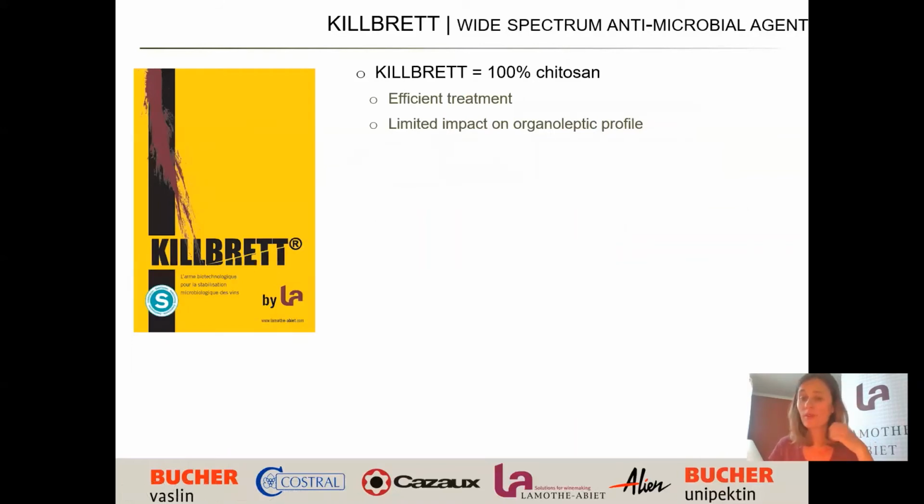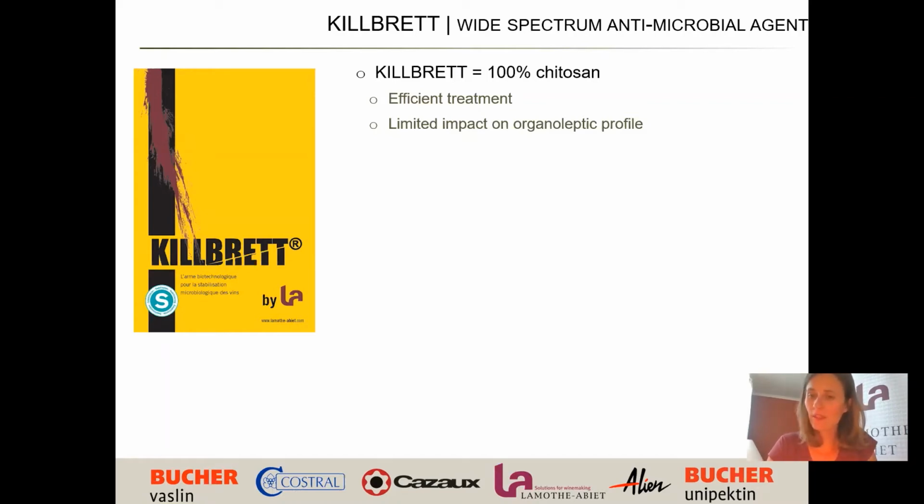Chitosan, that's how it works. It's a very efficient antimicrobial agent that works on bacteria, on lactic acid bacteria, acetic acid bacteria, and Brettanomyces. So Lamothe developed KillBrett, as you can see on your screen, which is 100% chitosan, which means that basically we have a very efficient treatment at a very low dosage, so we have a limited impact on the organoleptic profile.